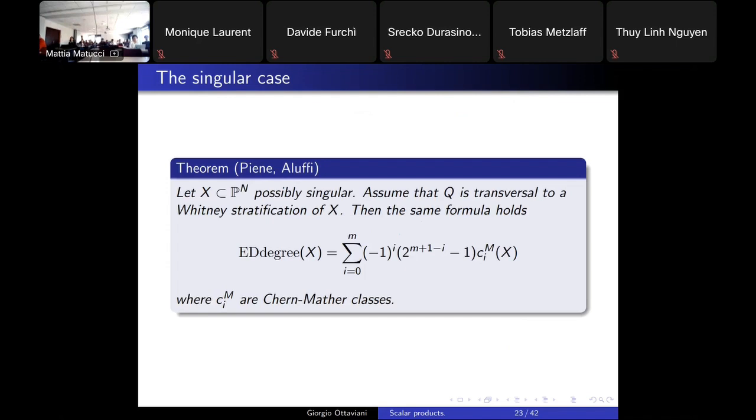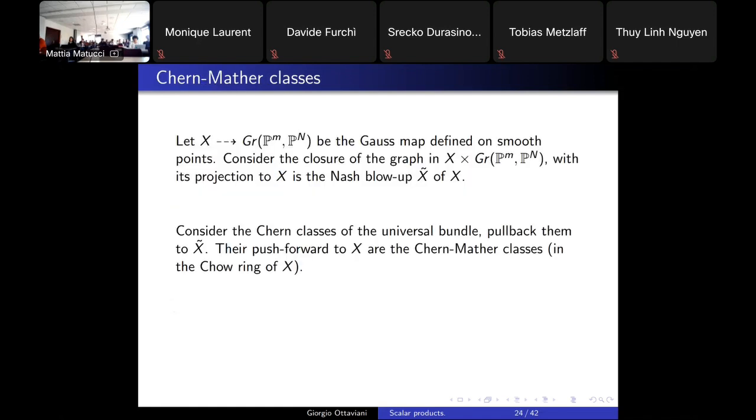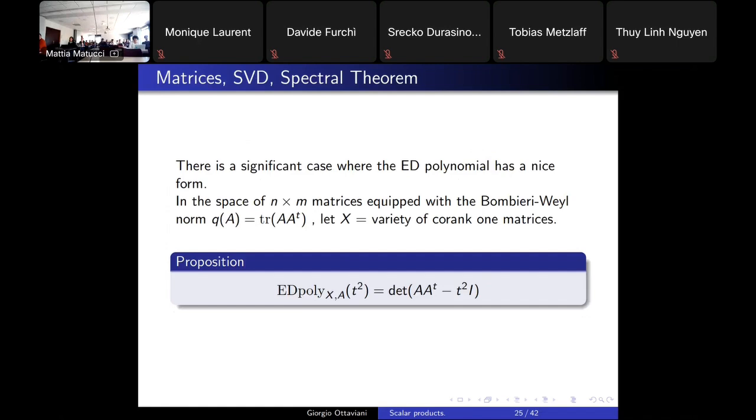Well, now I have to make some choices. There is a generalization to the singular case instead of the Chern classes. You take the Chern-Mather classes, but now it's a bit tricky and should deserve one seminar only. Maybe I will put it here in the slides. You have to understand the Nash blow up, and it's quite a tricky part. Let's go to a more basic case.